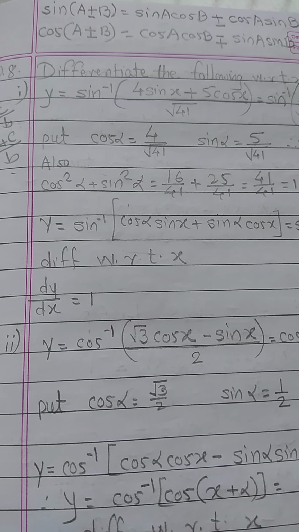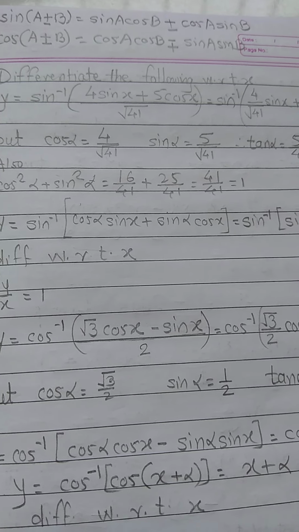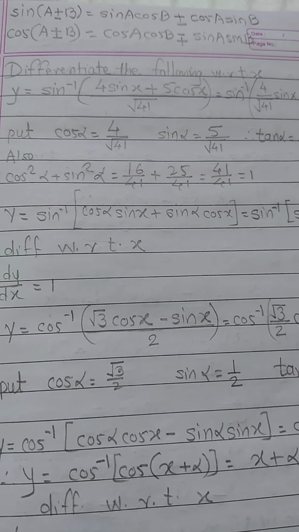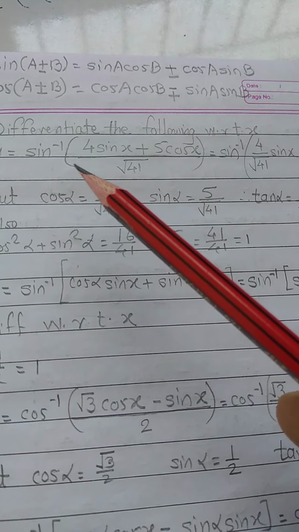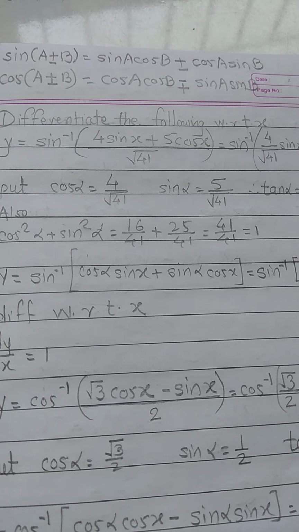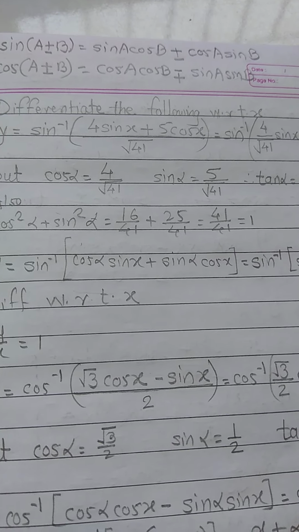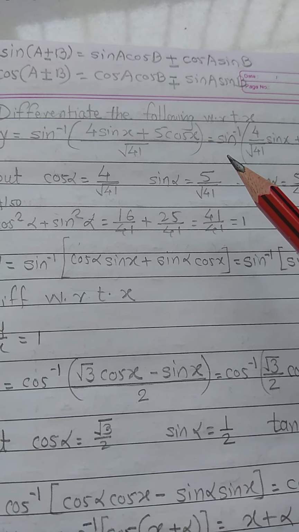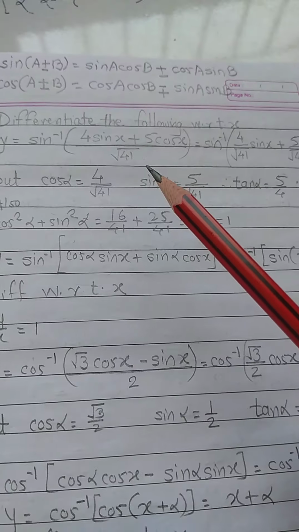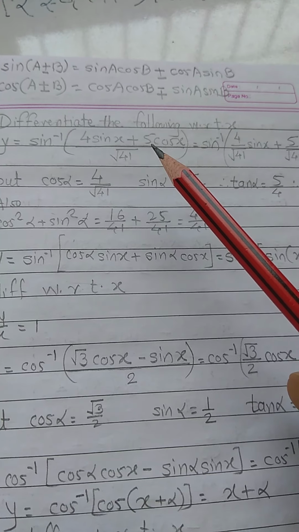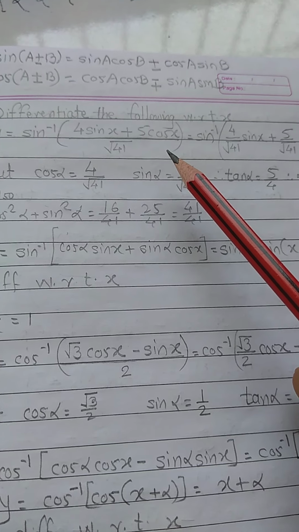Exercise 1.2, question number 8. Differentiate the following with respect to x. Roman 1. y equals sine inverse of (4 sin x plus 5 cos x) upon root 41. That is equal to sine inverse of (4 upon root 41 sin x plus 5 upon root 41 cos x).